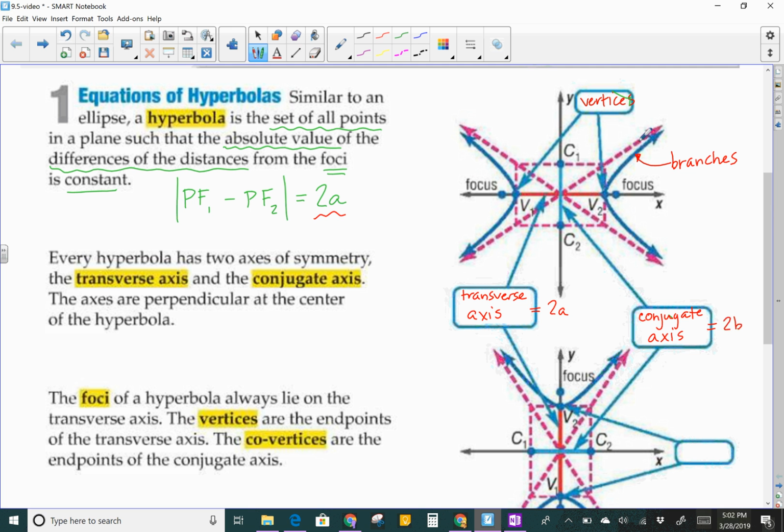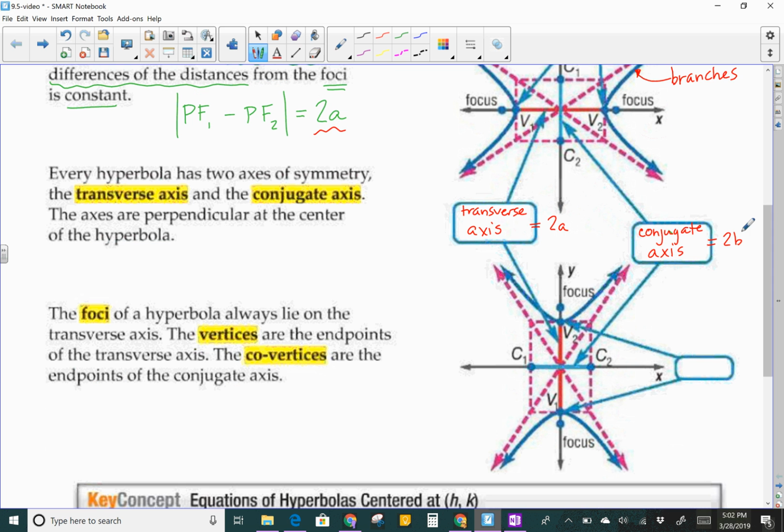Okay, this is my horizontal hyperbola, and this is my vertical. This is pointing again to the vertices.